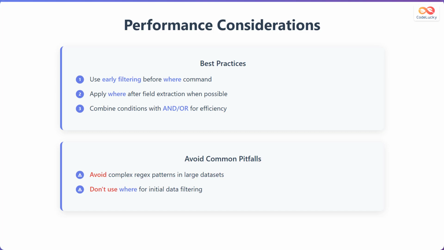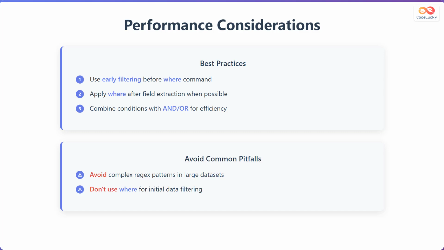Performance optimization with the where command requires understanding best practices and common pitfalls. The first best practice is to use early filtering before the where command whenever possible, reducing the dataset size before complex processing. Apply the where command after field extraction when practical, as this ensures fields are available for comparison. Combining conditions with and or or operators in a single where statement is more efficient than multiple separate where commands.